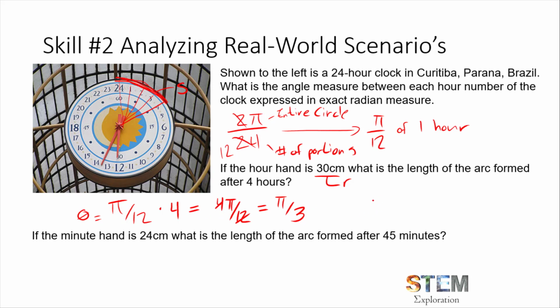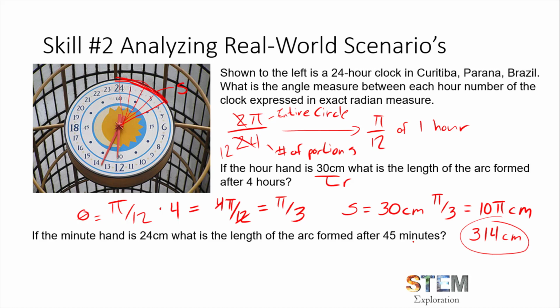And so if we want to know the length of that arc given a 30 centimeter hand of the clock, we're just going to say the arc length is equal to 30 centimeters times pi over 3. And what we'll find is that 30 divided by 3 is 10, so 10 pi centimeters is the arc length of the clock. And if we want to know that in decimal form, to the nearest centimeter, it would be 31.4 centimeters would be the arc length of that clock.